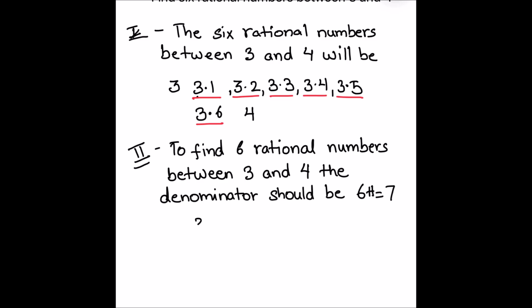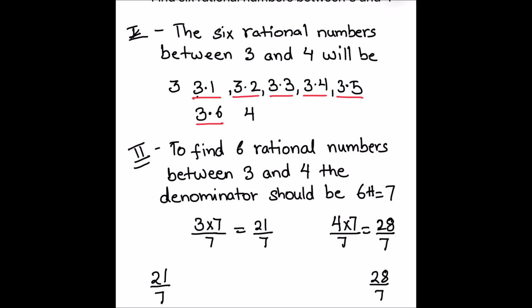So to make the denominator of 3 as 7, we are going to multiply and divide it by 7, which equals 21 divided by 7. And similarly, we'll make the denominator of number 4 as 7. So we'll multiply and divide by 7. So 4 times 7 is 28 divided by 7. So now we are going to find 6 numbers between 21 divided by 7 and 28 divided by 7, which equals 3 and 4. So let's find the numbers.